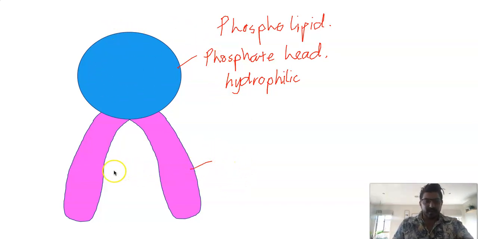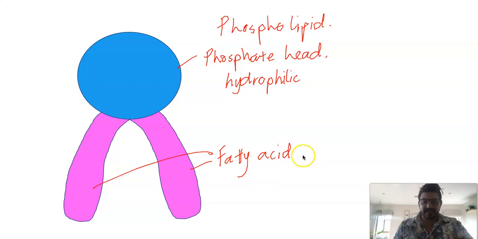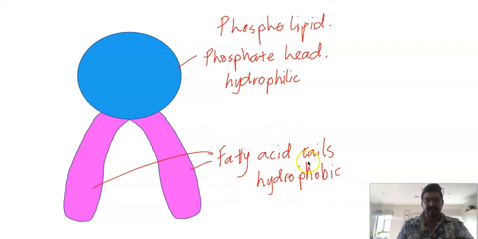It's also made up of two fatty acid tails, or fatty acid groups. We call them fatty acid tails. So we have a phosphate head and fatty acid tails. So there's two of those in our phospholipid. These guys are hydrophobic, hydrophobic being water hating.